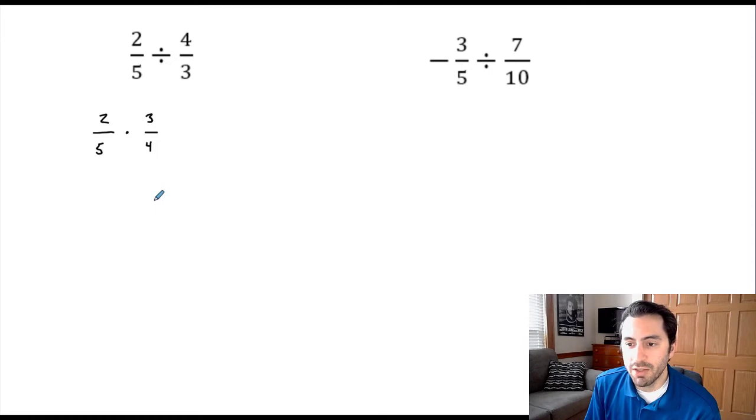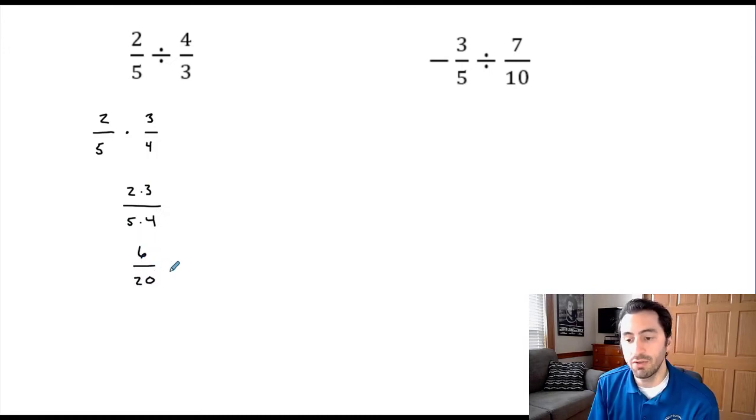When we multiply fractions together, we multiply the numerators, we multiply the denominators. So that's going to look like 2 times 3 over 5 times 4. So that gives me 6 over 20. And then the last thing we need to do is simplify this. So 6 and 20, it looks like we have a common factor of 2 that we can simplify. So dividing the top and the bottom by 2, we end up with 3/10.